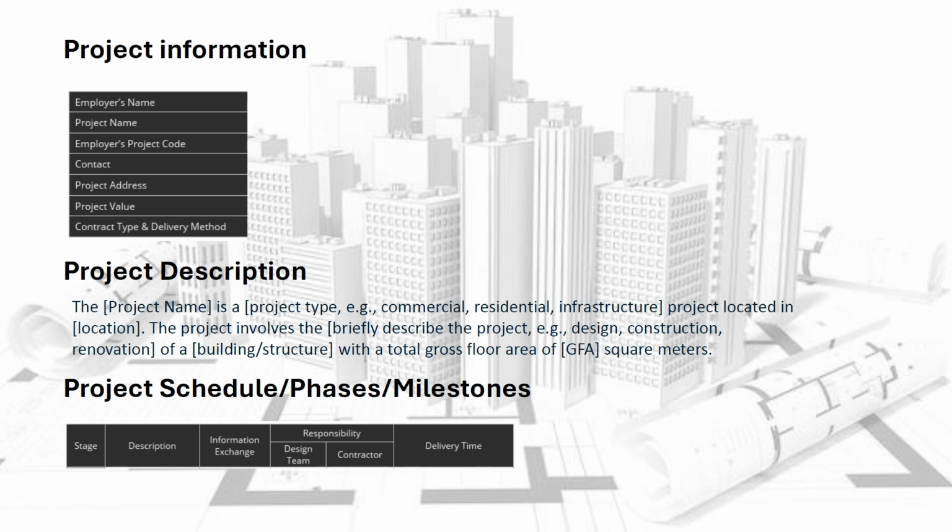Employer's name. The name of the client or employer funding the project, e.g., City of New York, ABC Construction Limited. Project name. The official title of the project, e.g., Downtown Office Complex, Riverfront Park Redevelopment. Employer's project code. A unique code or identifier assigned by the employer or client to track the project, e.g., P-12345 or XYZ 2025.